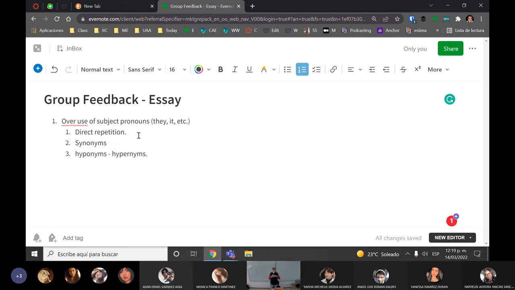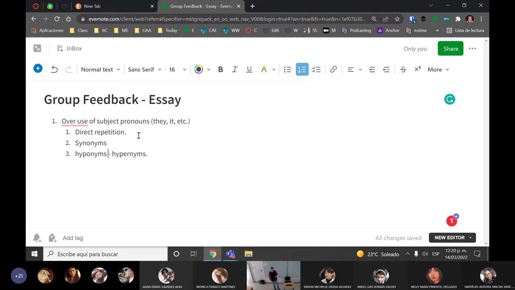Right? So whenever you're writing and you're trying to find ways to avoid the pronoun they or it, you can use these word families. So maybe instead of cars, which you used before, you can say, okay, I'm going to talk about a Jetta or a Volkswagen. Okay, and that's another way that you can avoid these pronouns.